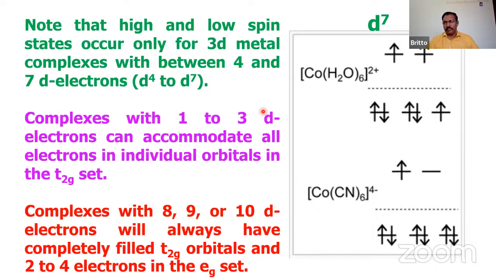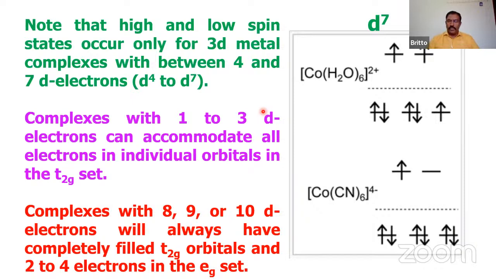T2G orbitals completely filled. In the T2G levels, how many electrons do we need? 6 only, but the electronic configuration is 8, 9, 10. So 6 will go to the T2G level completely filled, all of them paired, and then 8 means 2 electrons left, which will go to EG. If it is 9, that means 3, it will go to EG. If it is 10, it means completely filled.